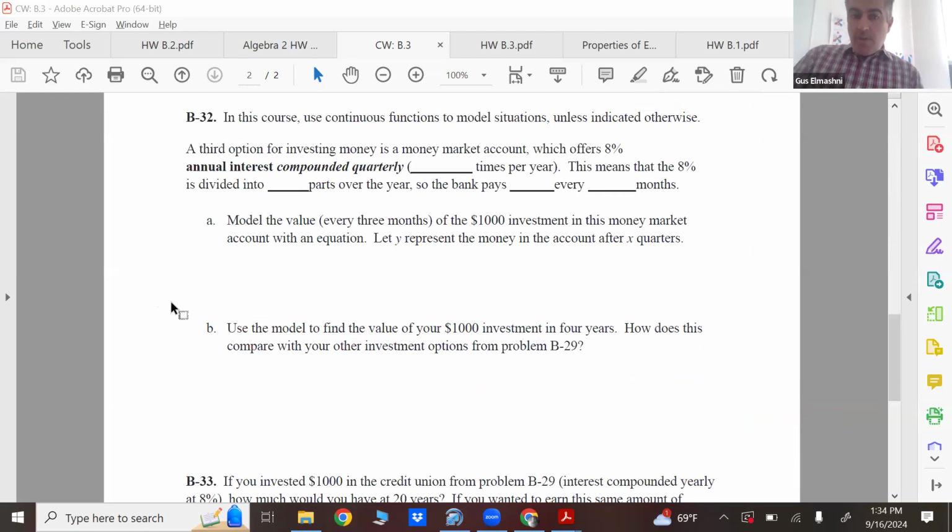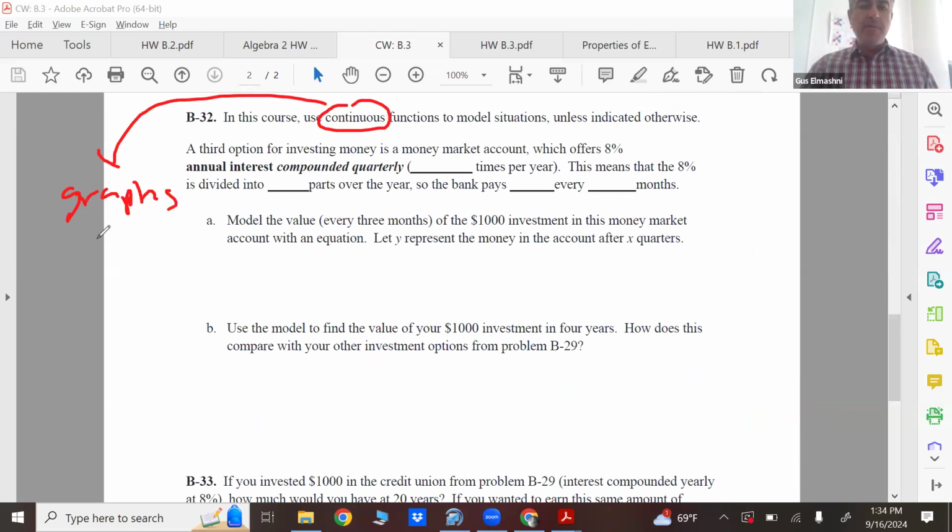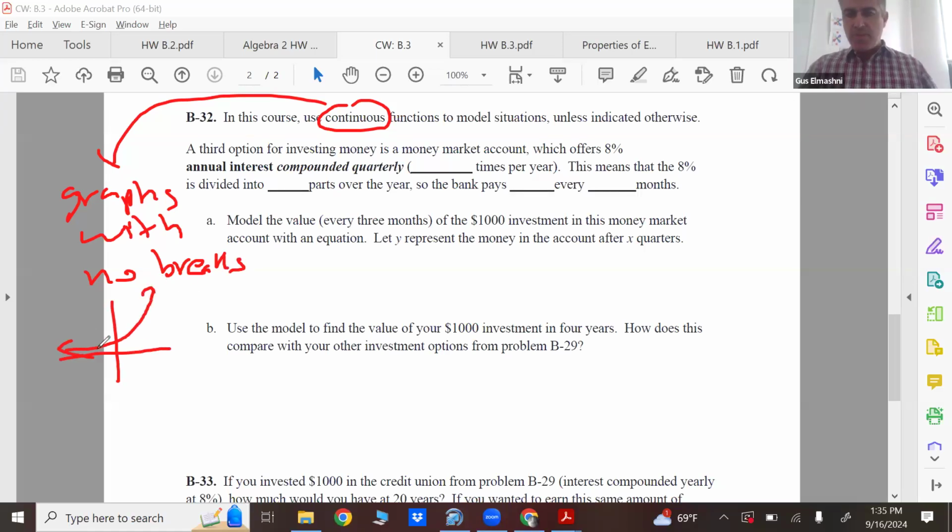Okay, in this course, we're using continuous functions. So continuous means graphs that have no breaks in them. Nice and smooth. So your money is growing like this, right? It's just nice and smooth like that.